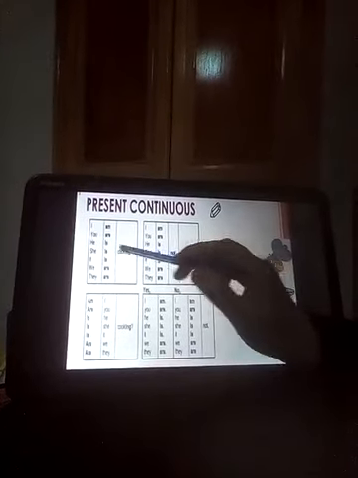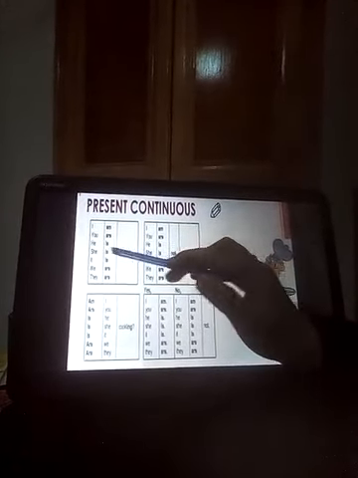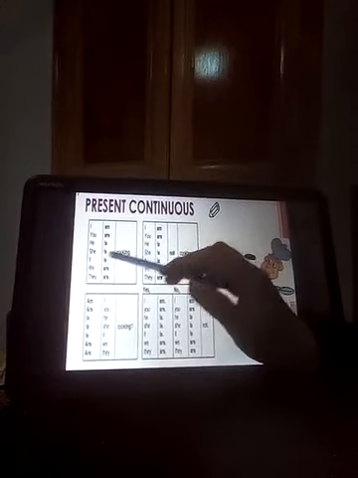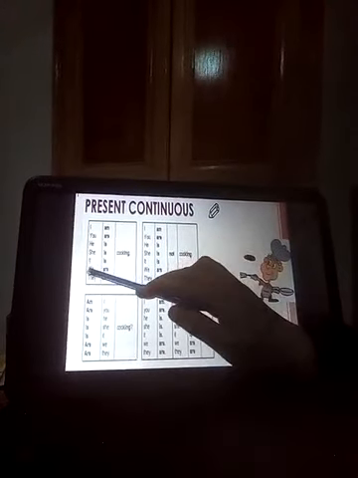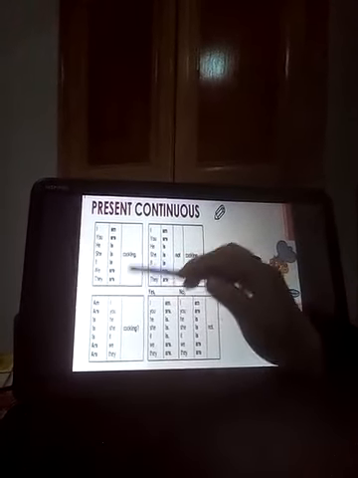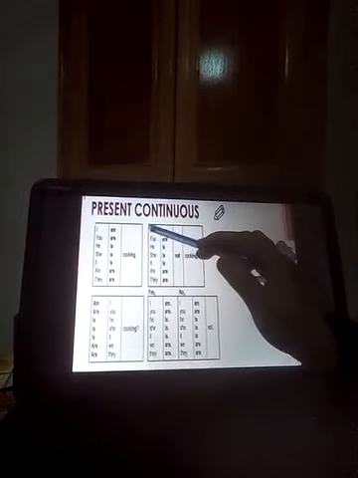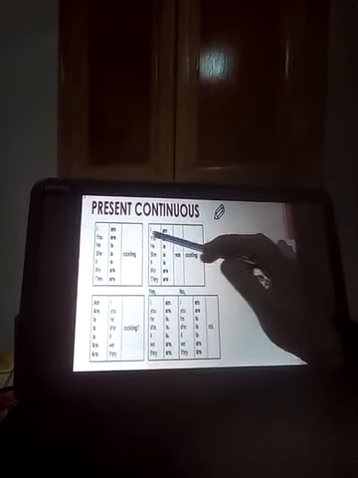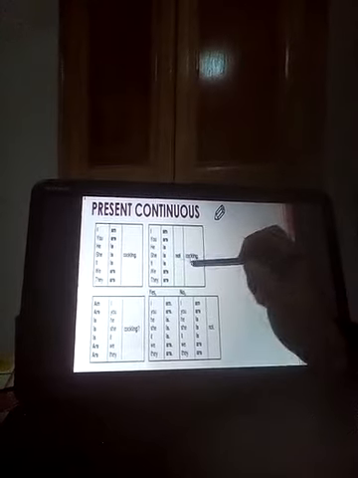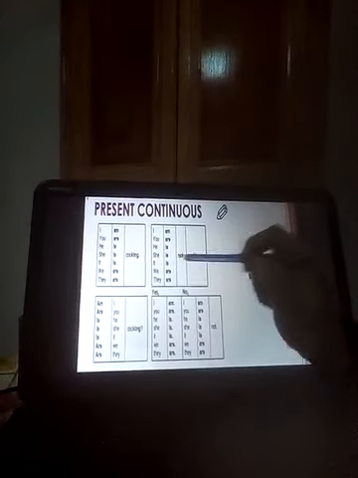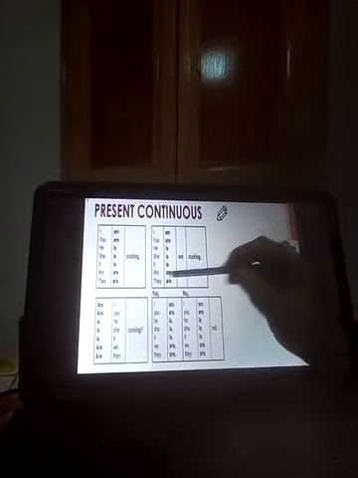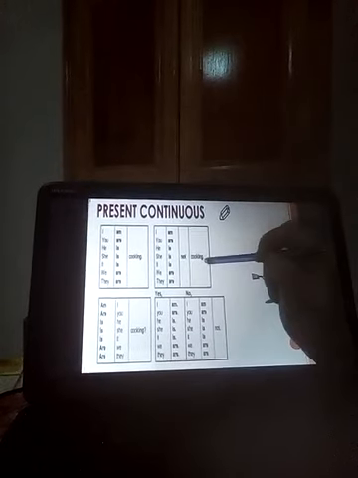You are cooking. He is cooking. She is cooking. It is cooking. We are cooking. They are cooking. So in the negative form, I'm not cooking. You are not cooking. He is not cooking. She is not cooking. It is not cooking. We are not cooking. And they are not cooking.